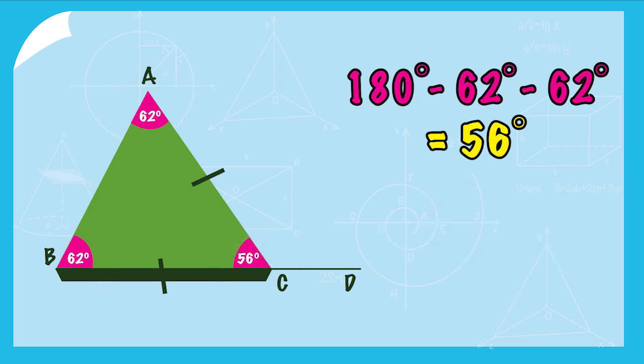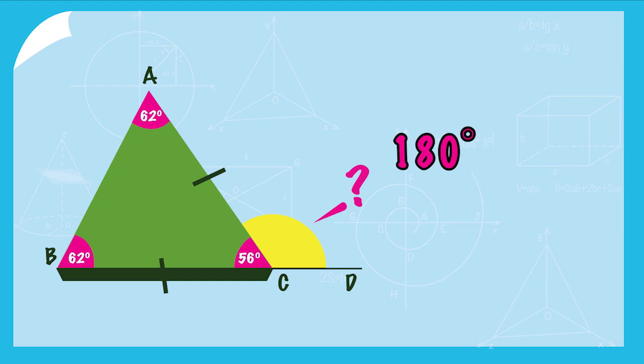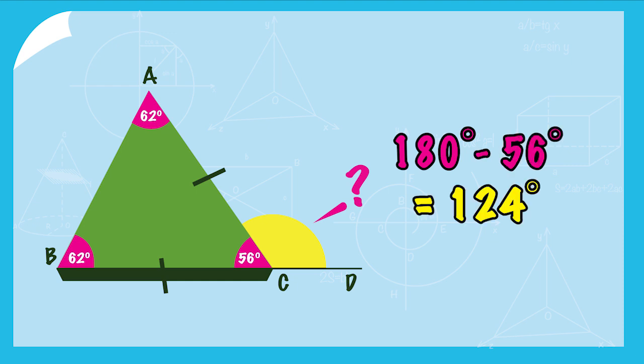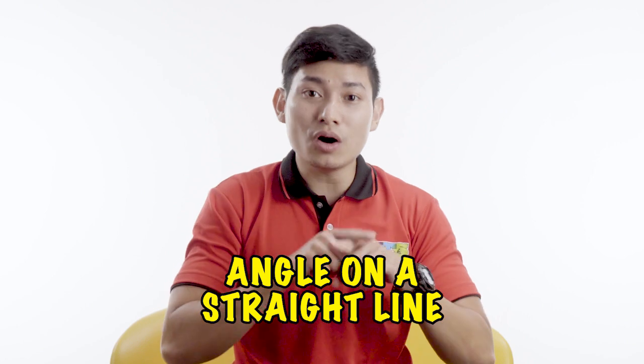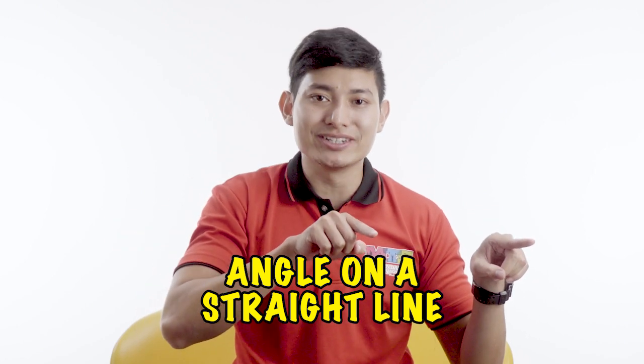After finding angle BCA, we can now find angle ACD. We take 180 degrees minus 56 degrees to give us 124 degrees. This is applying the properties of angle on a straight line, which is 180 degrees.